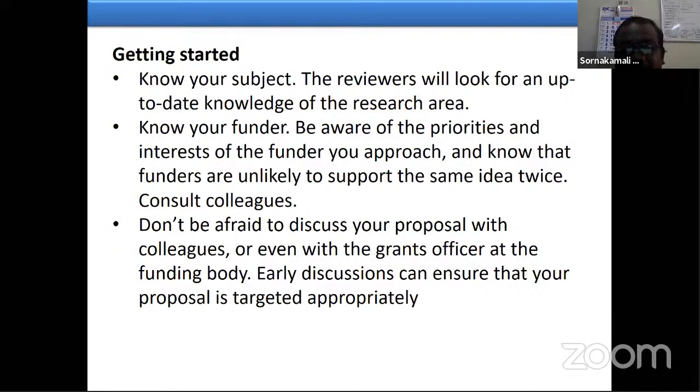Most of the time, a funding agency cannot support the same idea twice. Okay. Always we have to consult our colleagues. We have to make a proposal, and the proposal must be circulated among colleagues, and even the grant officer at the funding body, because this discussion can ensure that the proposal is targeted appropriately.